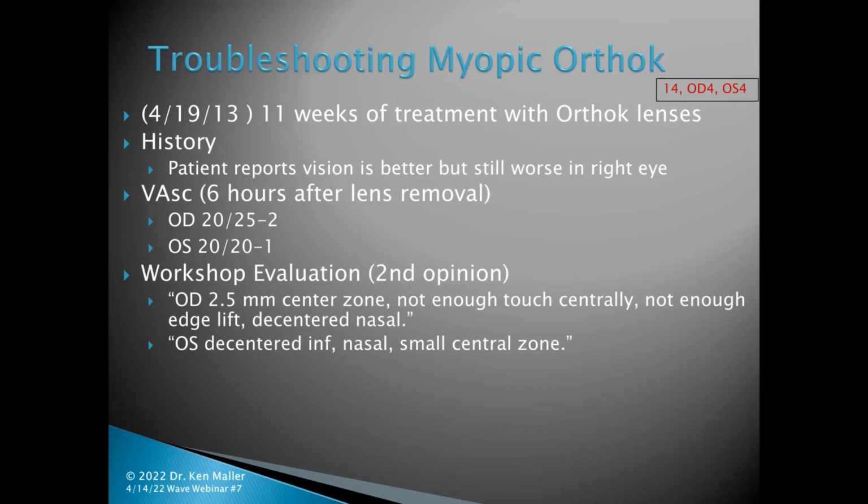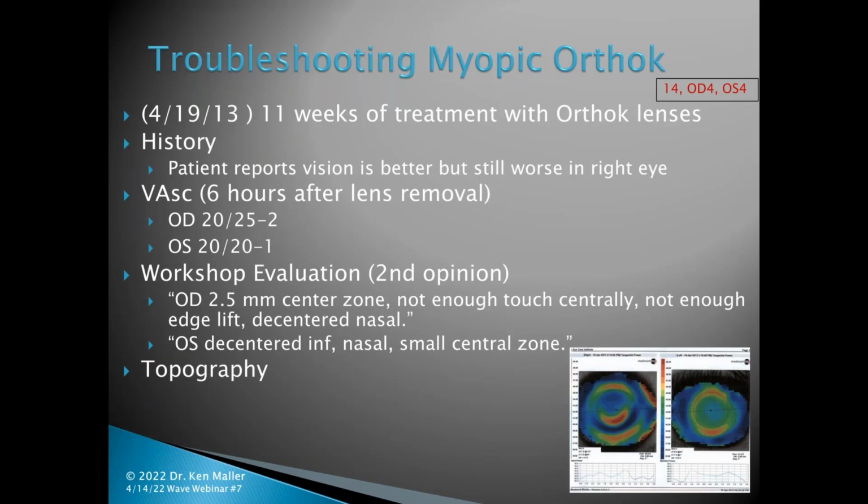And then he attended this Ortho-K workshop for a second opinion. The second opinion physician had commented that the right eye had a 2.5 millimeter center zone, not enough touch centrally, not enough edge lift, and decentered nasally. The left was decentered inferior nasal, and it had a small treatment zone. The topography that day, you could see on the left side is the right eye, and that is significantly decentered. And then the left eye, again, it's not great, but it's not awful. But it does have a small central treatment zone.